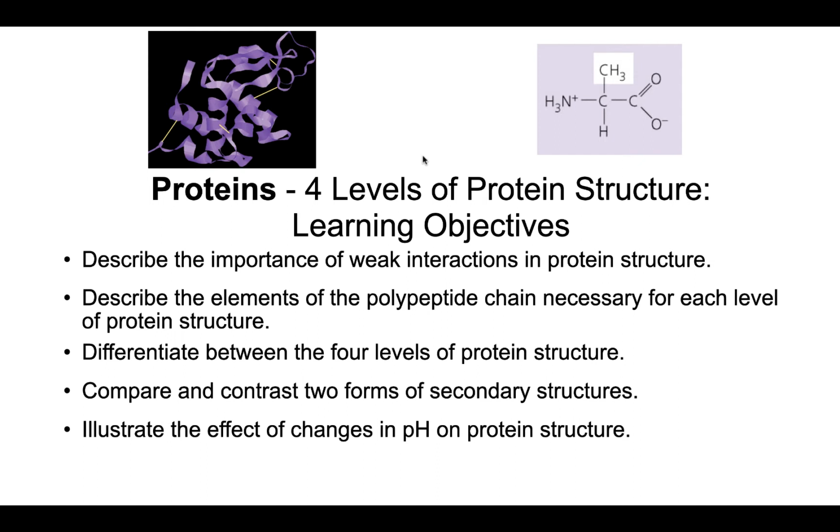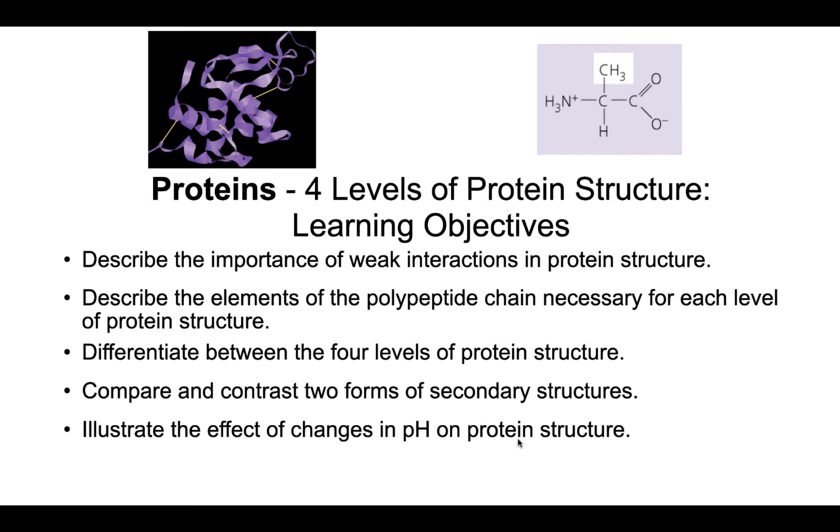I want you to be able to describe the importance of weak interactions in protein structure, to describe the elements of a polypeptide chain necessary for each level of protein structure. I want you to be able to differentiate between the 4 levels of protein structure, compare and contrast the 2 forms of secondary structures, and illustrate the effect of changes in pH on protein structure.